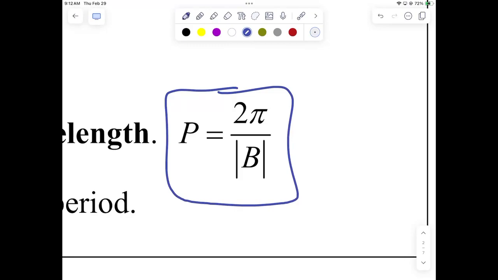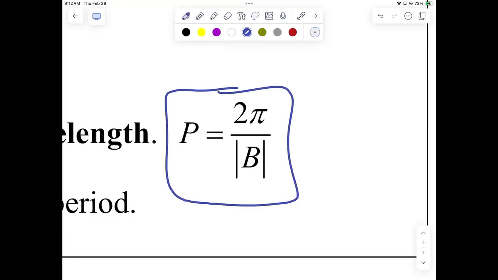Got it? So b is not p, right? b is not the period. b gives us what directly? It's not showing up here. b gives us the number of cycles in 2 pi. But we can find the new period by doing 2 pi over b.